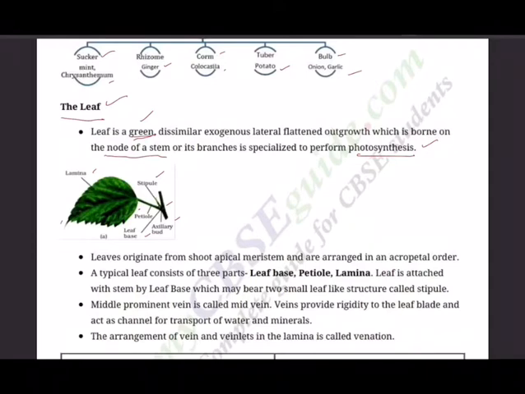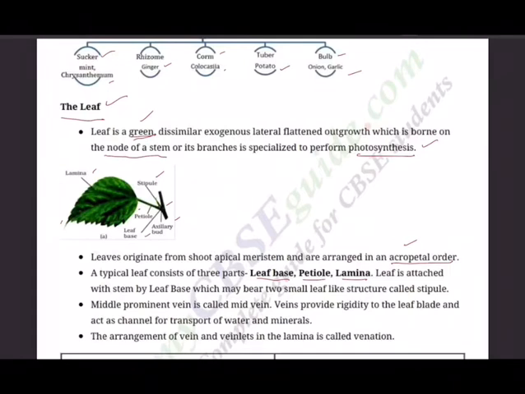So leaves originate from shoot apical meristem and are arranged in an acropetal order. A typical leaf consists of three parts: leaf base, petiole, lamina. Leaf is attached with the stem by leaf base, which may bear two small leaf-like structures called stipules.